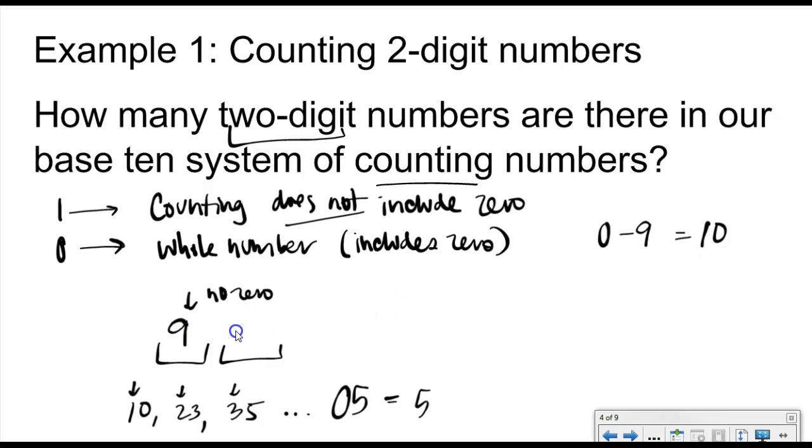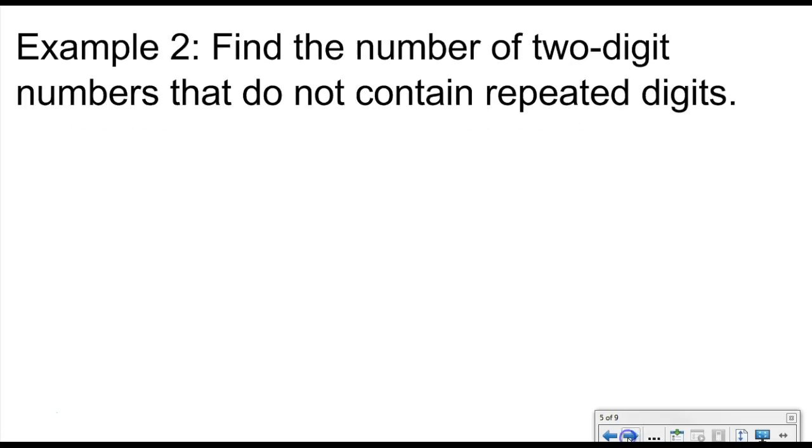And it says nothing about not repeating. It says nothing about any rules I have. So there's 10 options. I can use 0 again because 0 is 90, right? That's a number. So that's good. That checks out. So this would be 90 ways, or 90 two-digit numbers that I can create from our base 10 system. All right, I know that's a lot, so read it or watch it again if you need to, but we are going to be moving on and doing some more examples.